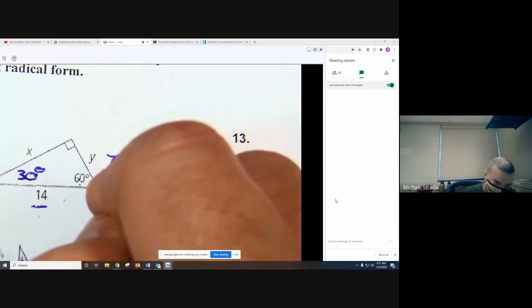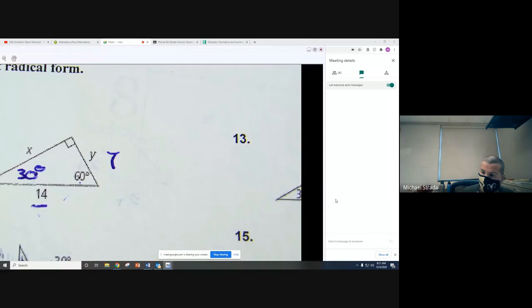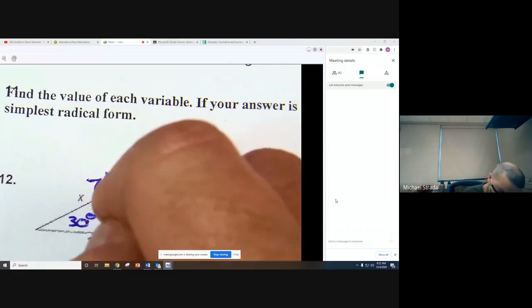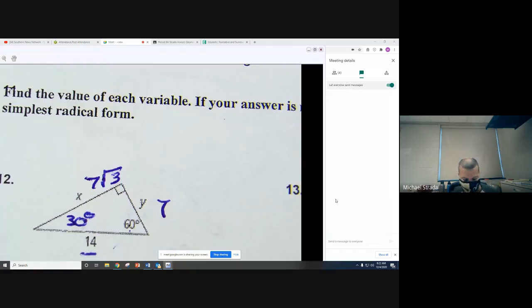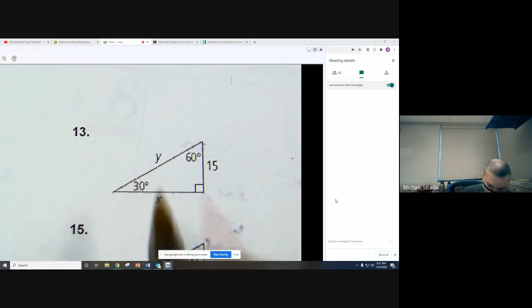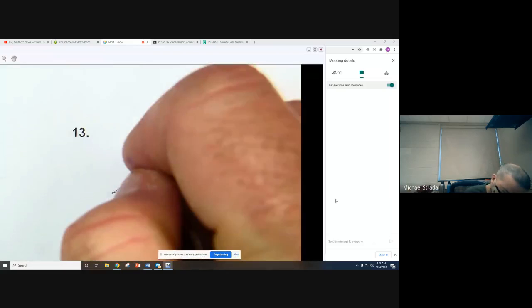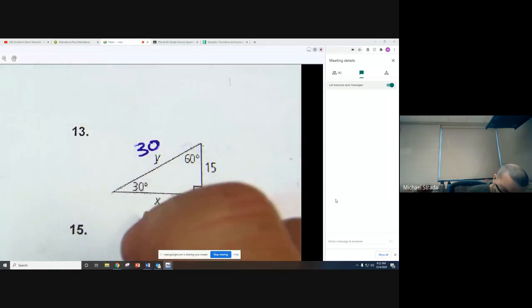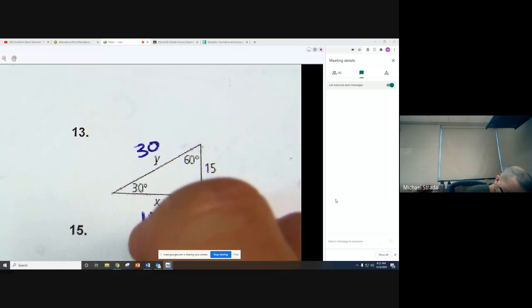14 divided by 2 is 7. And then the longer leg is that same 7 root 3. In number 13, they're giving you the short leg. The hypotenuse is double that. Double 15, you get 30. The longer leg is the short leg times root 3.